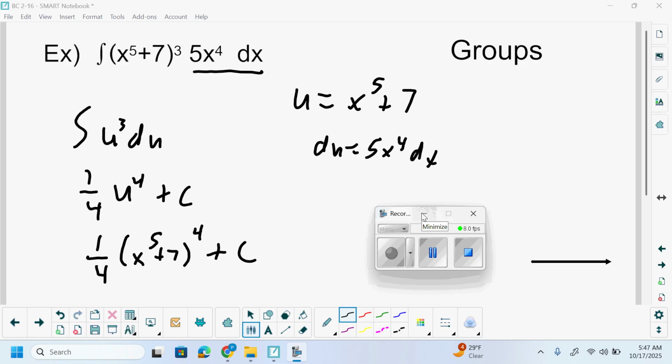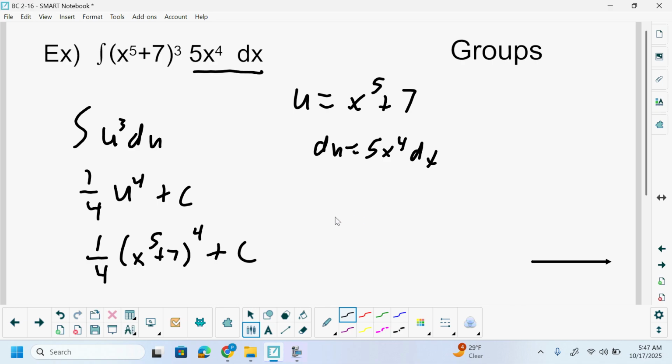All right, so for this one, our inside function is x to the fifth plus 7. Let that equal u. Your du ends up as a perfect match for the leftover. So the 5x to the fourth dx gets replaced with du. We have u to the third. Do your antiderivative, sub back in.